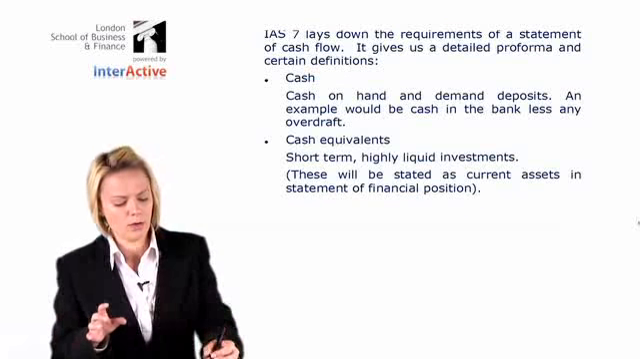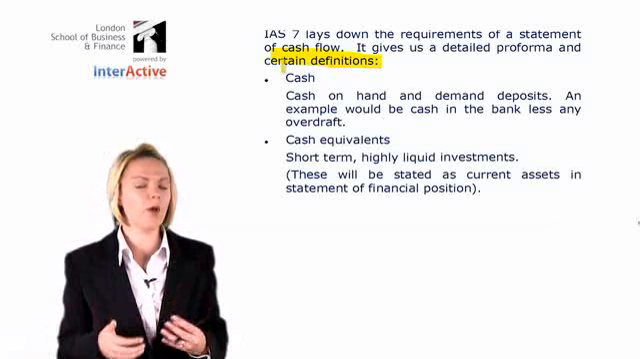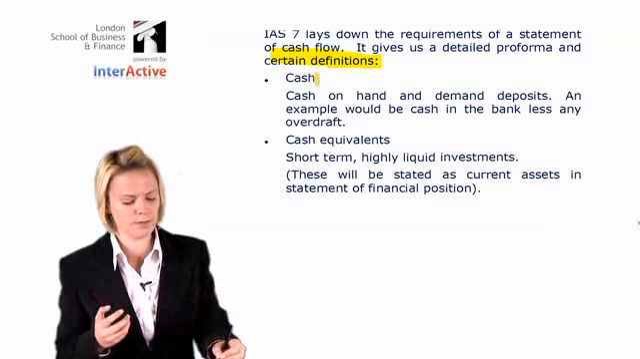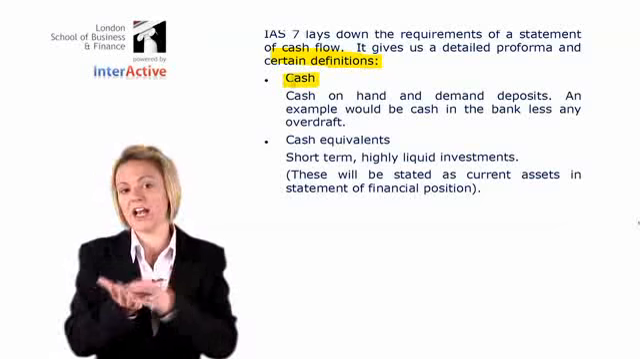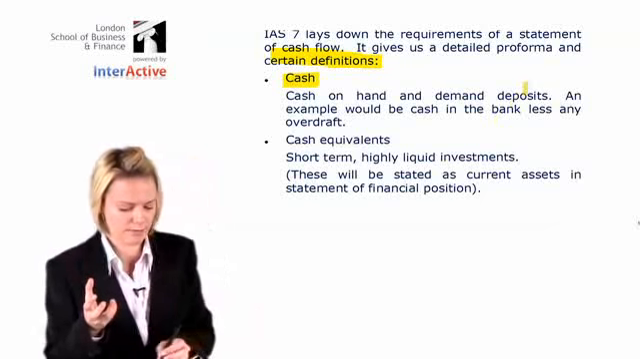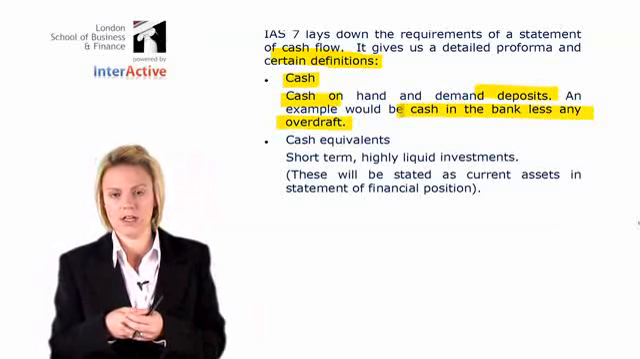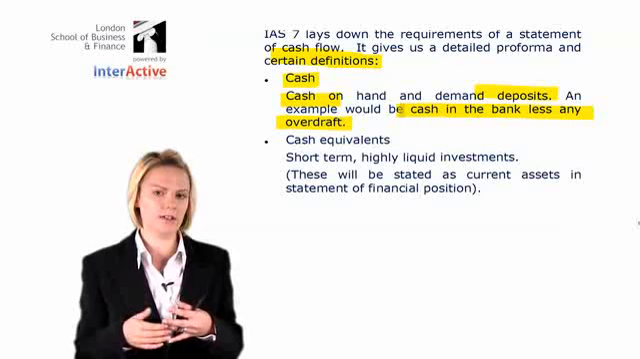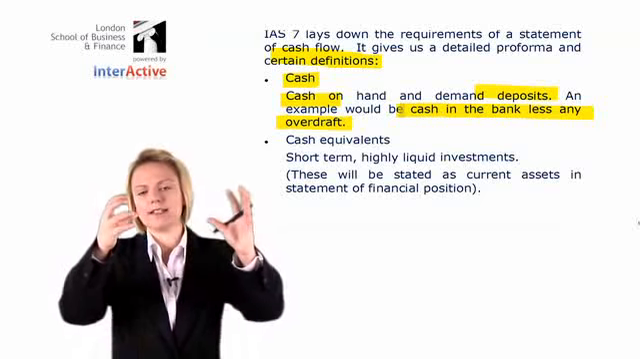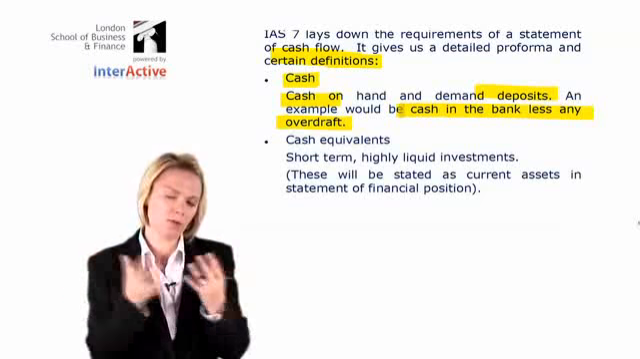So, we've got to think about these following definitions when we think about what we're reconciling. We will be reconciling cash and cash equivalents. Cash, well, that's cash in your hand, but also cash at bank, your demand deposits. Now, that will also include any overdrafts, and that would be a negative cash balance. So cash in hand plus cash at bank or minus a bank overdraft. That's what we deem as cash, and that's what we reconcile.